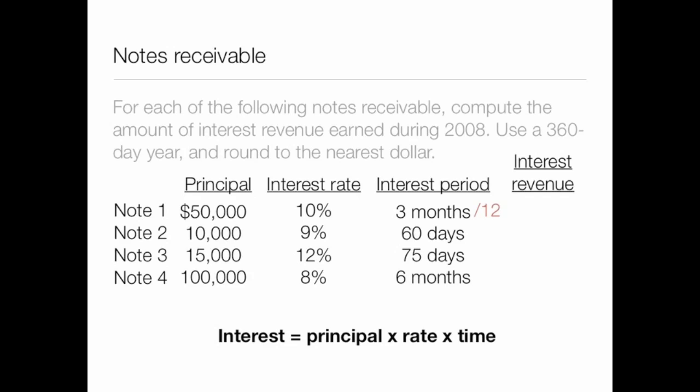And when we do that, $50,000 principal times 10% interest rate times 3 out of 12 months gives us interest revenue of $1,250. What I'd like for you to do here is pause the video and see if you can compute the interest for notes 2, 3, and 4.